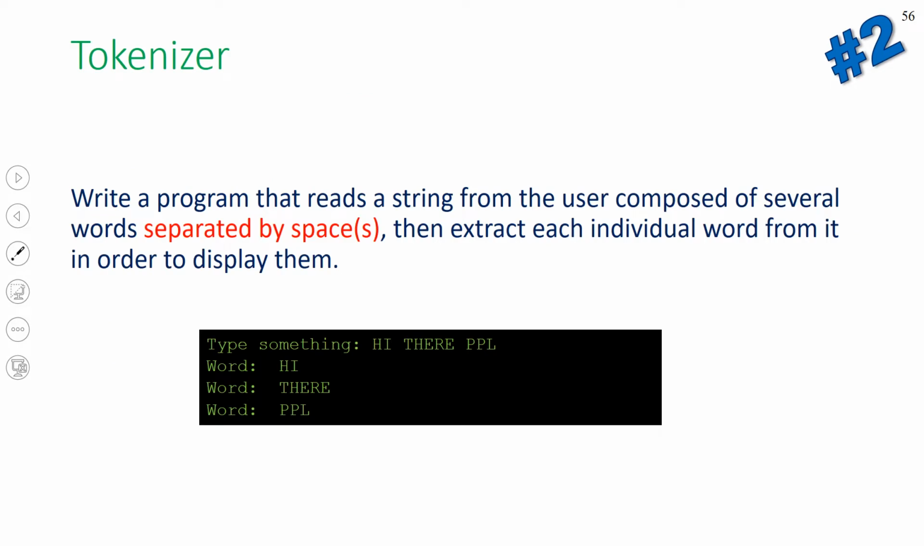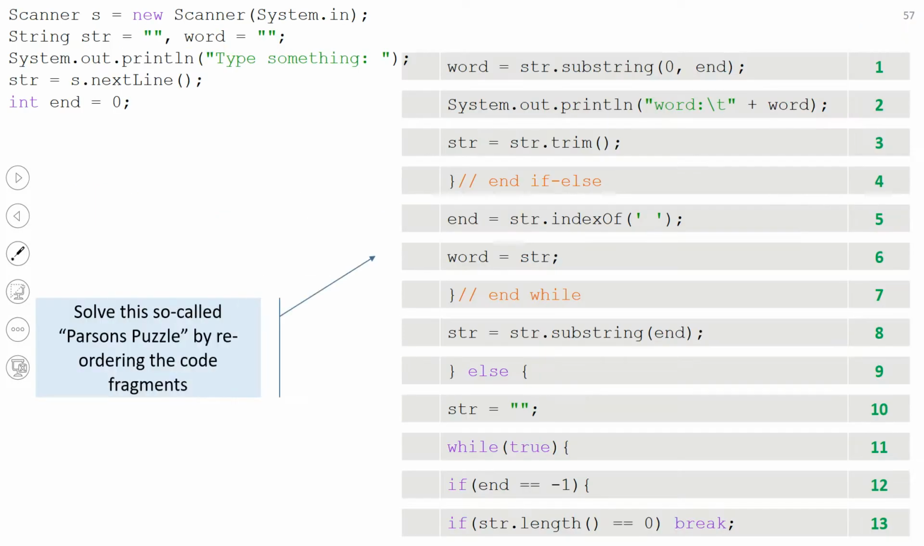The second exercise was to write a program where you can type a message. The program is going to read that message, and then it is going to have a loop that tells me, the first word that you typed is hi. We obtain the first word by doing a substring operation on the string that was typed. Then the second word is there. The third word is people. And I gave you that so-called Parsons puzzle, where pretty much the solution is there.